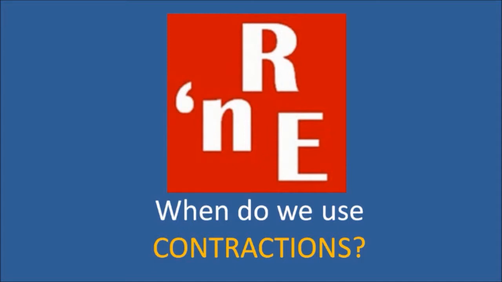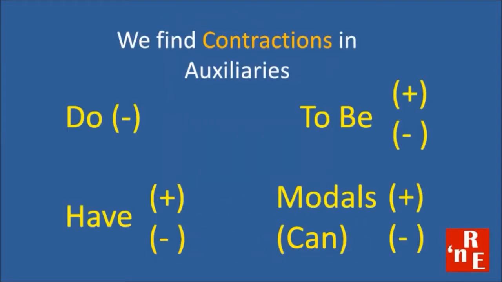When do we use contractions? Well, today we are going to answer that question. When do we use contractions? We can find contractions in auxiliaries like do, the verb to be, auxiliary have, and modals like can. If you see, we only have contractions in the negative form of do and the negative form of can. We will see in detail further in this video.